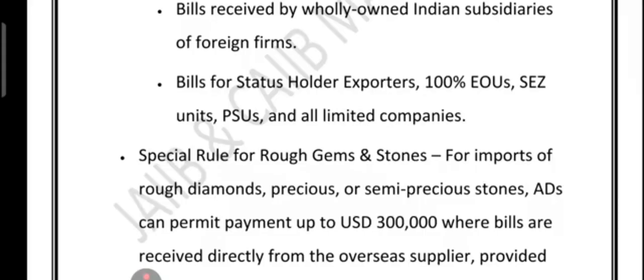Right? For rough diamonds, for precious and semi-precious stones, the bank can allow payment up to $3 lakh if the bill comes directly from the foreign supplier to the importer. The condition is that you must show proof of import at the time of payment.